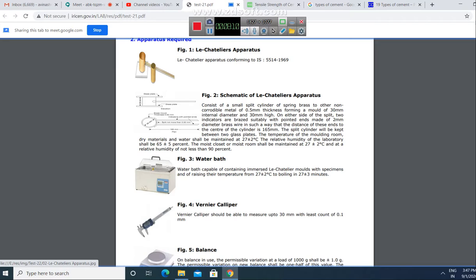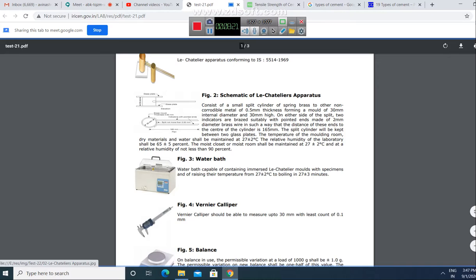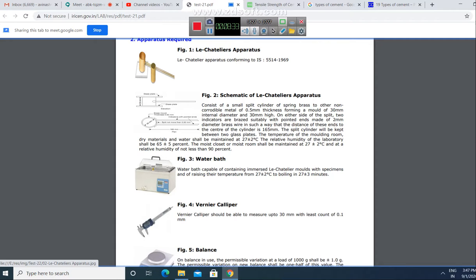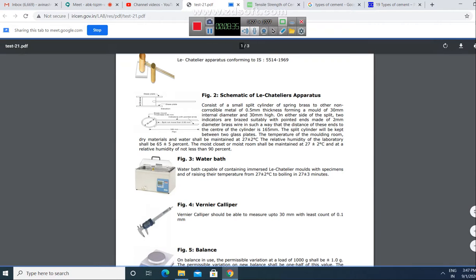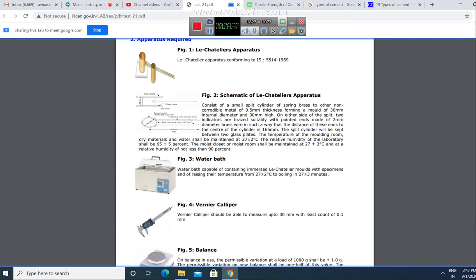On two sides of the split mold, we have two indicators. This split cylinder will be placed between two glass plates, and the temperature will be maintained at 27 plus or minus 2 degrees centigrade. So this is the figure showing a Le-Chatelier apparatus.